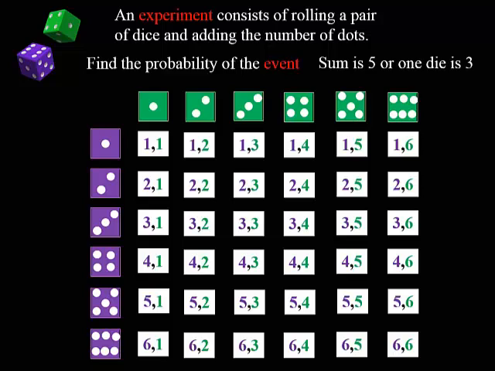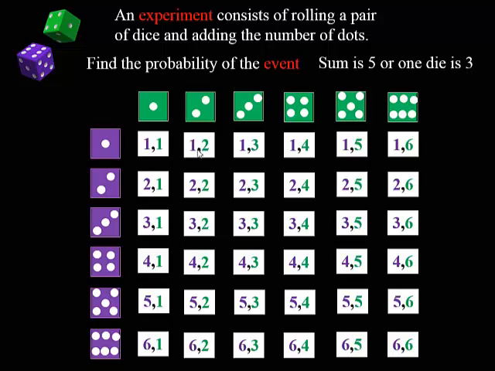So let's do another one of these. What's the probability the sum is 5 or one die is a 3? Again, we can go to each pair and look at it. This first one has a purple one and a green one. Is the sum 5? No. So we don't even need to go any further. So we can not count that one.